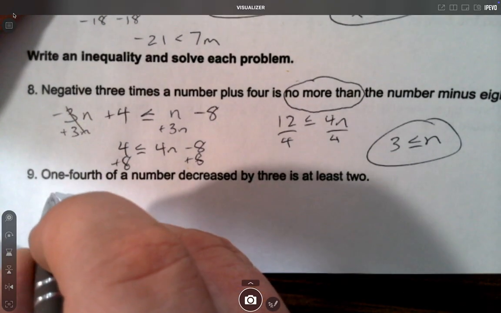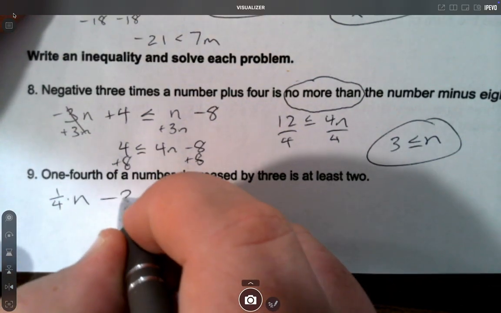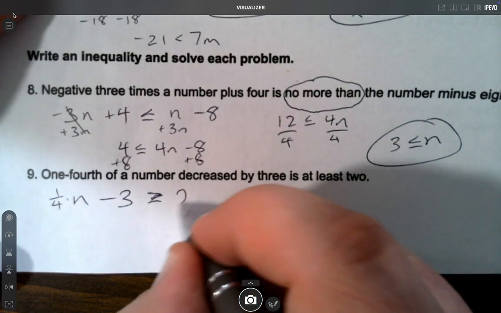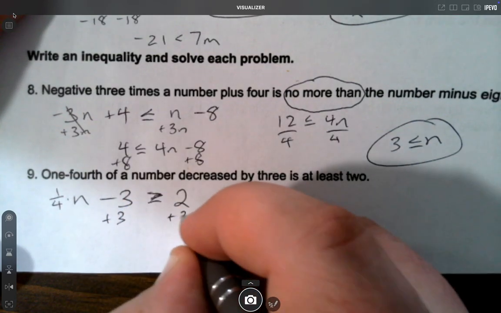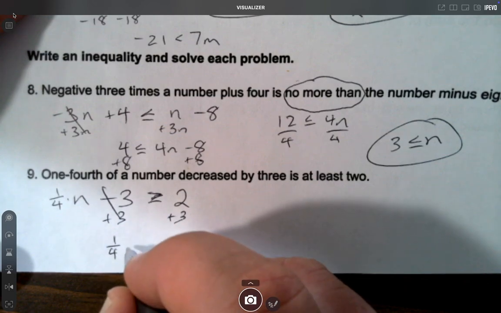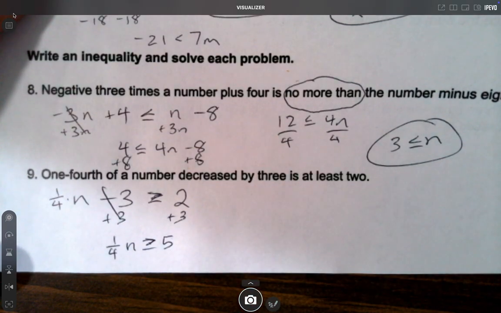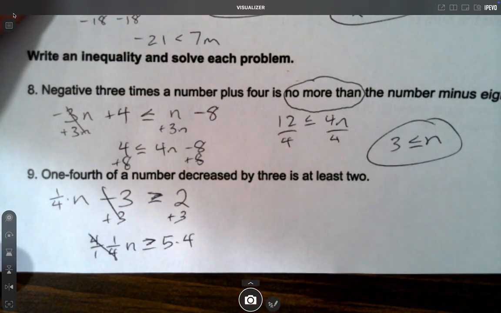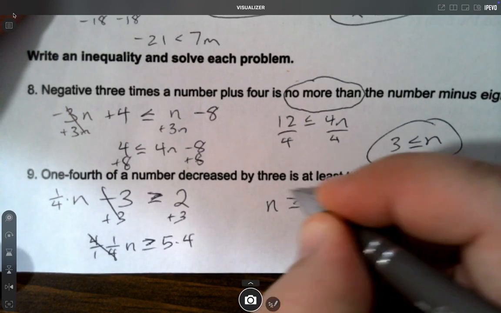Okay, 1/4 of a number. So 1/4 times a number decreased by 3 is at least, so it's greater than or equal to 2. So we'll start by adding 3 to both sides. And then, since this is multiplying by 1/4, we can multiply by the reciprocal of that, which is 4. So the 4's cancel. 4 divided by 4 is 1. So we get n is greater than or equal to 20.